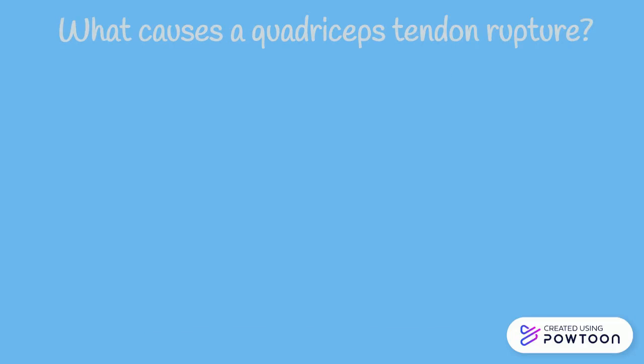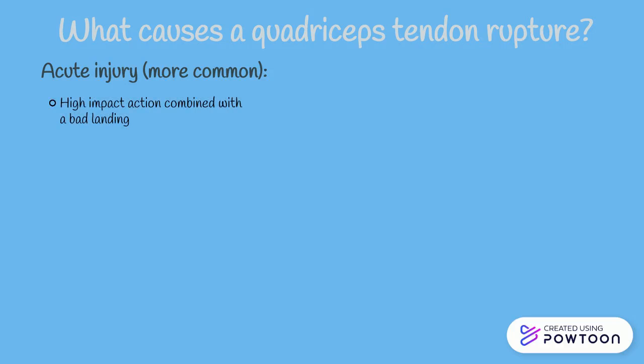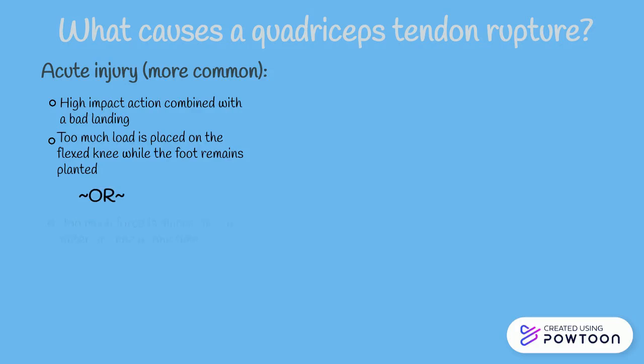So, what can cause a quadriceps tendon to tear? The first option is an acute injury, which is much more common, and which is when the tendon is torn after a single instant of the knee being in a bad position. It can be the result of a high-impact action combined with a bad landing, where too much load is placed on the flexed knee while the foot remains planted, or when too much force is placed on the anterior knee at one time.